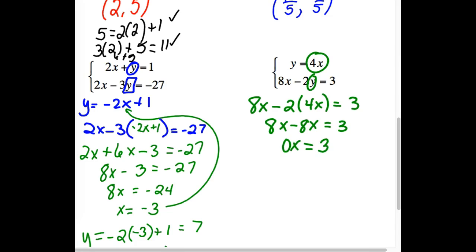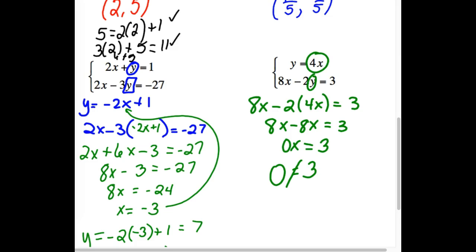If I were to solve for x, what would I have to do? I'd have to divide by 0, right? Can I do that? No. 8x minus 8x, the whole side's gone. Think of this as just 0 equaling 3, which is not true. 0 doesn't equal 3.